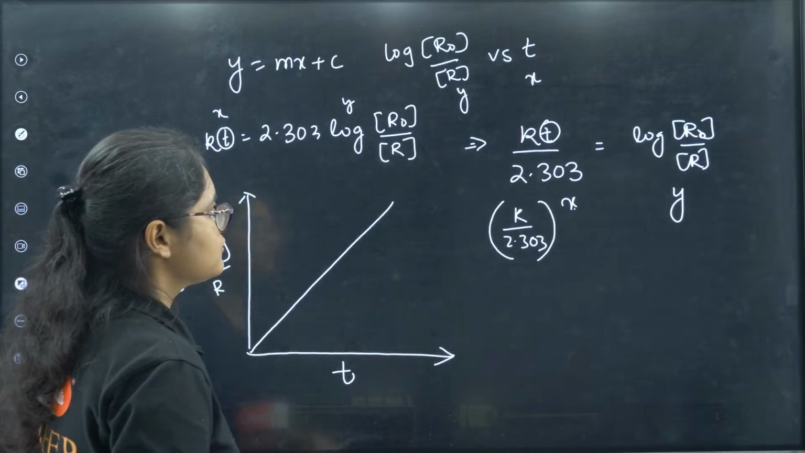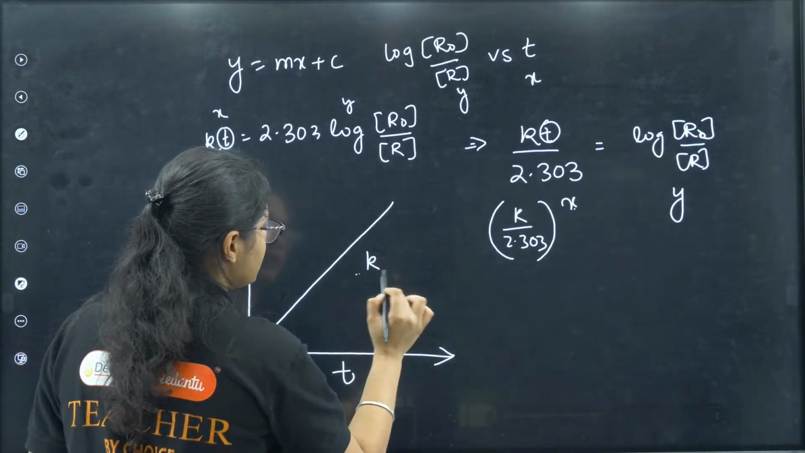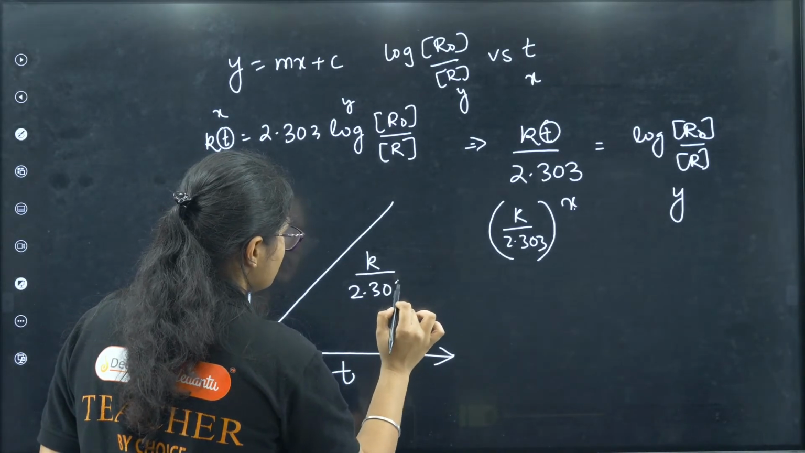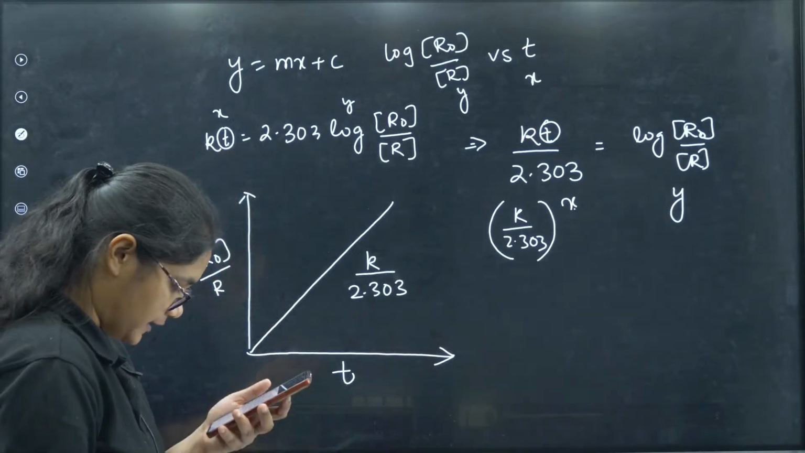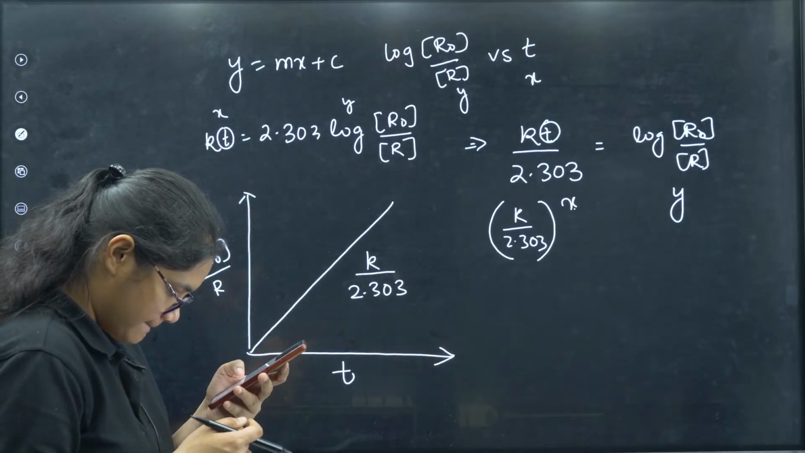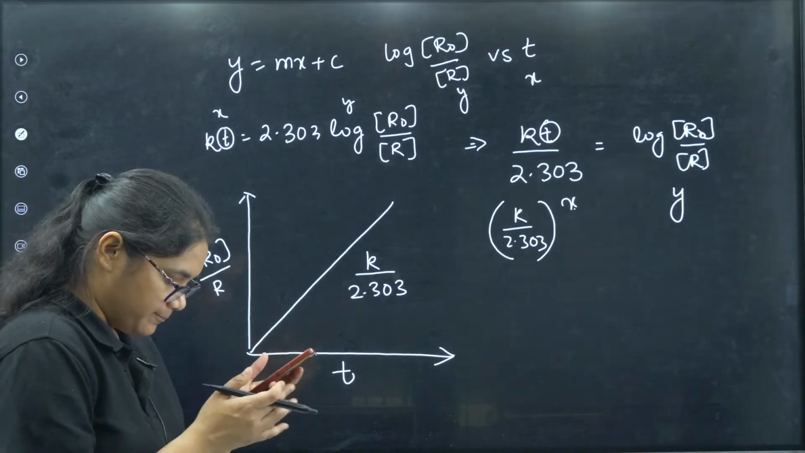Okay, next, what is the slope here? K by 2.303. Okay, getting?